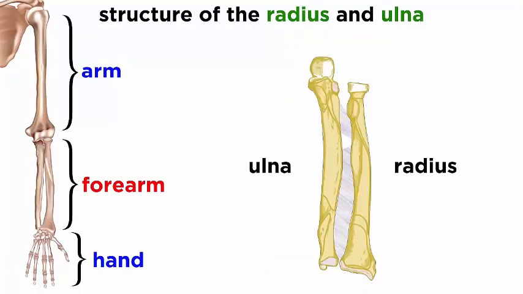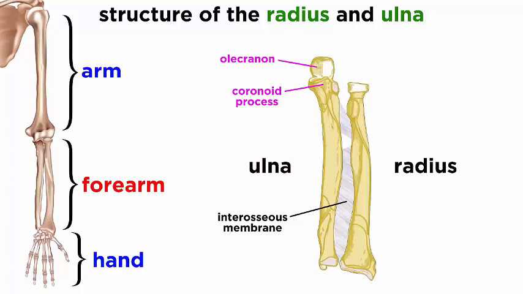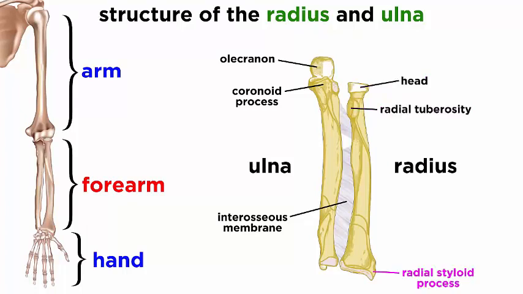Moving on to the forearm, we now see 2 bones, the radius and the ulna. These are connected all the way down by the interosseous membrane, a flexible ligament. The ulna is slightly longer with its olecranon and coronoid process. The radius goes from wide to thin the other way, with a thin head, the radial tuberosity, and a radial styloid process.